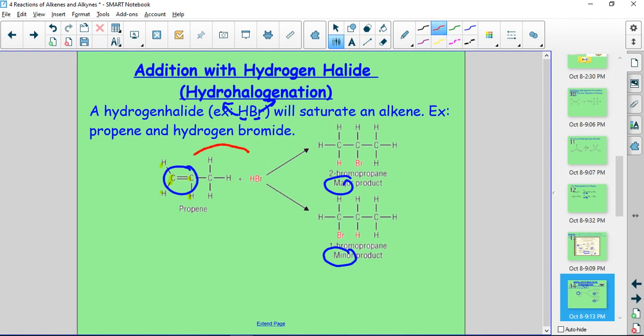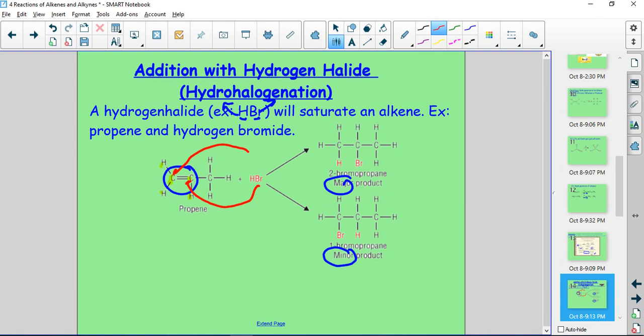Hydrogen will go to that carbon, while the bromine will go to that carbon. Just got to fix my pen here. Bromine will go to this carbon. And in that example, you then get your major product.